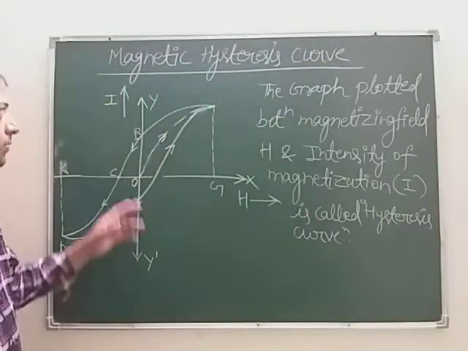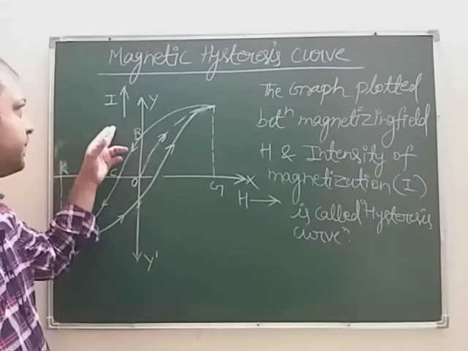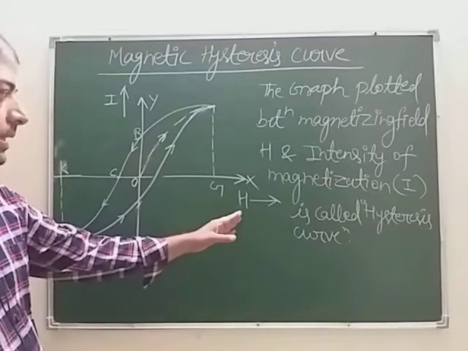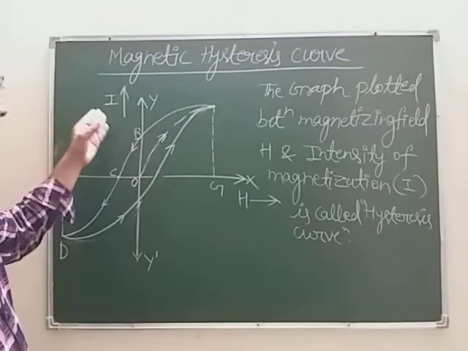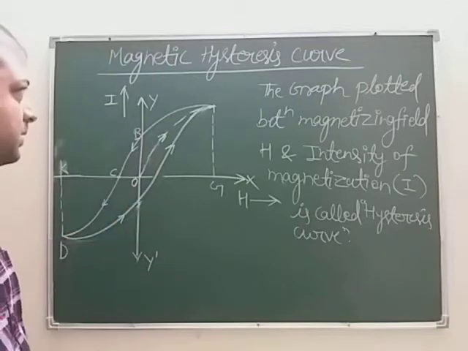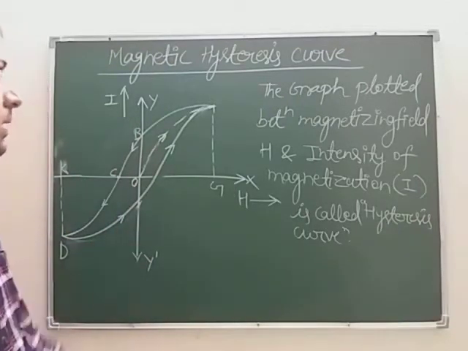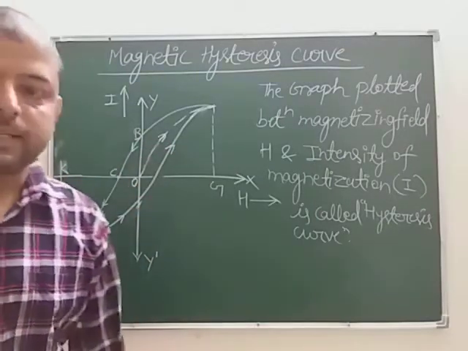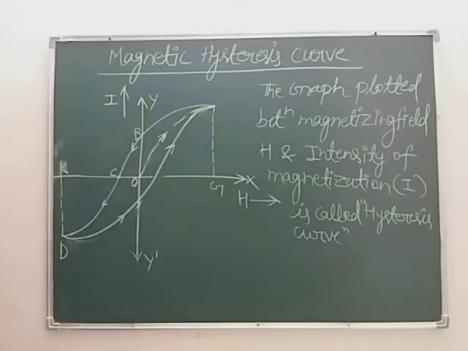So this is a graph plotted between magnetizing field H and intensity of magnetization I. You can see at the x-axis the magnetizing field, at the y-axis the intensity of magnetization. There are different points located on this graph, so one by one I will explain. First of all, write down this definition. What is hysteresis curve? The graph plotted between magnetizing field and intensity of magnetization is called hysteresis curve.